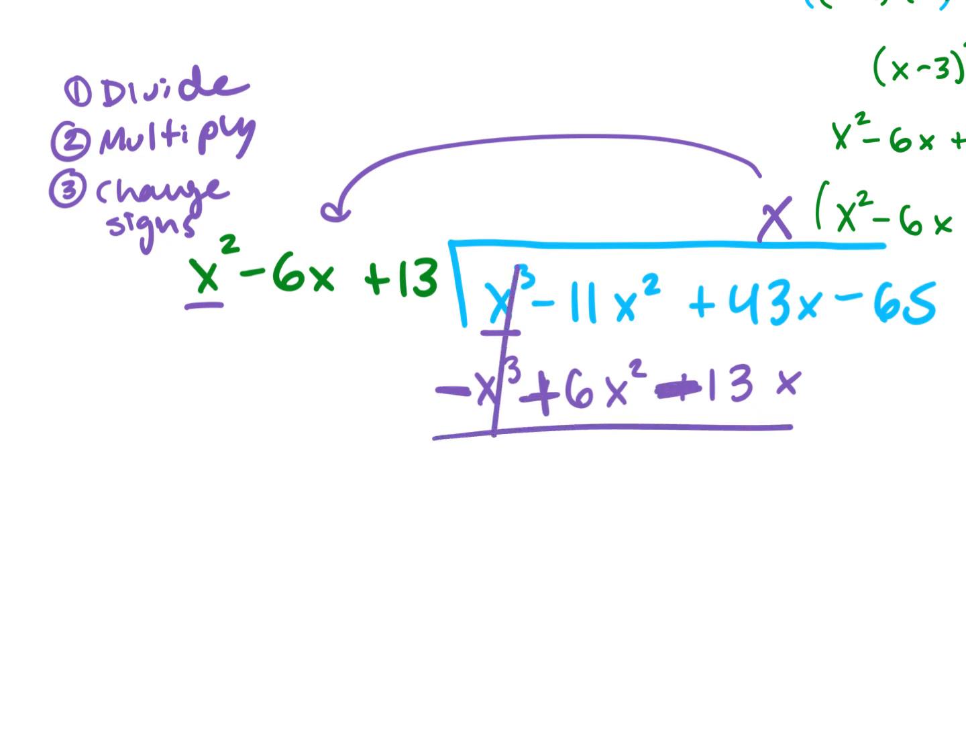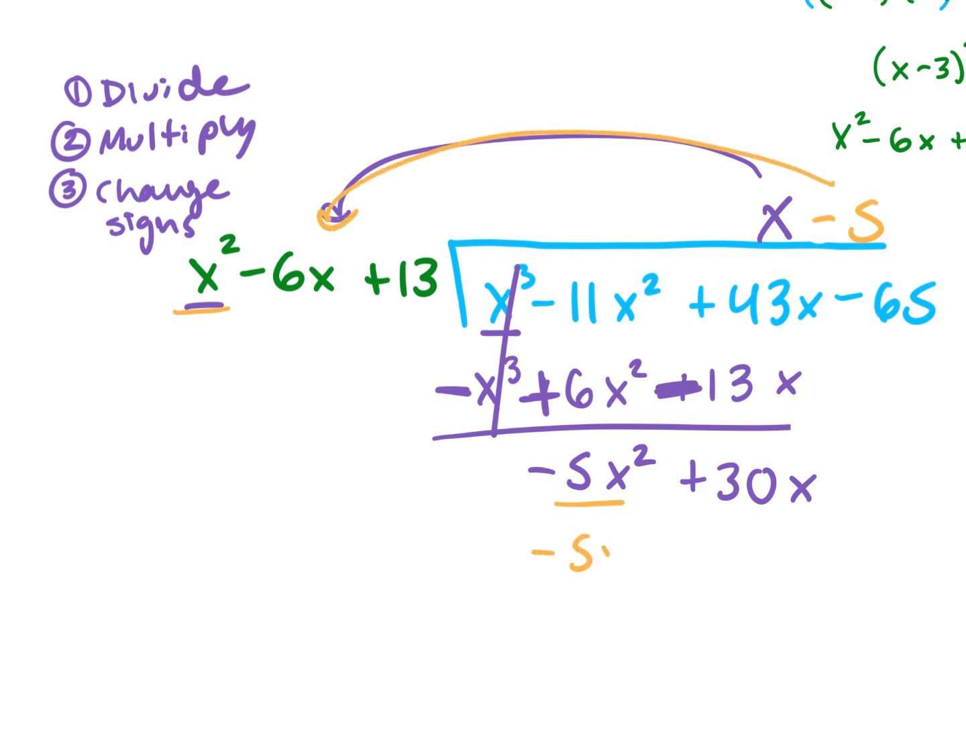So the x cubes cancel. Negative 11x squared plus 6x squared would be negative 5x squared. And 43x minus 13x would be plus 30x. What do we do next? Divide again. So we repeat the same steps. Back to the top. What is negative 5x squared divided by x squared? Negative 5. What's next? Multiply. So we get negative 5x squared plus 30x minus 65.